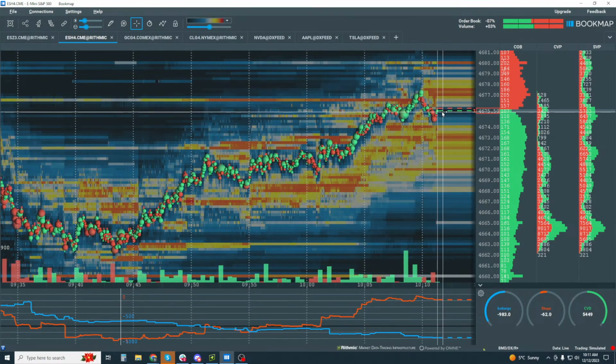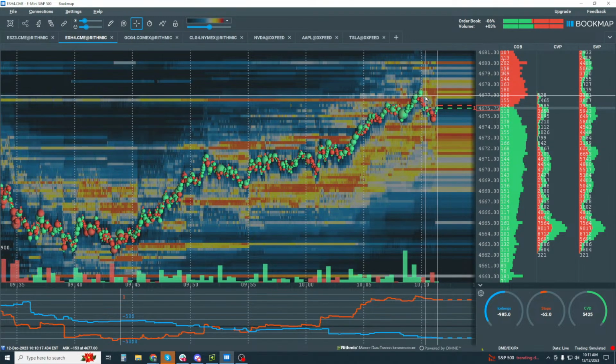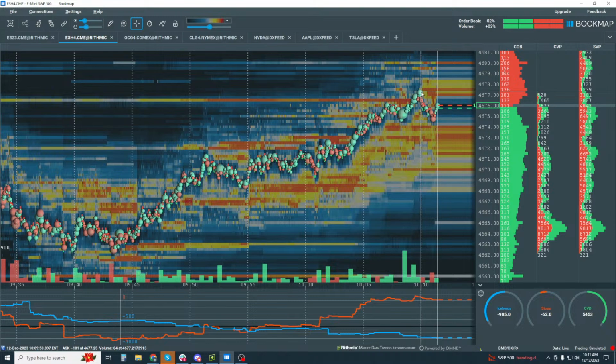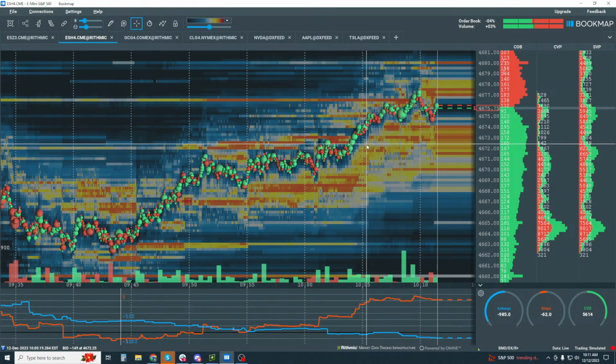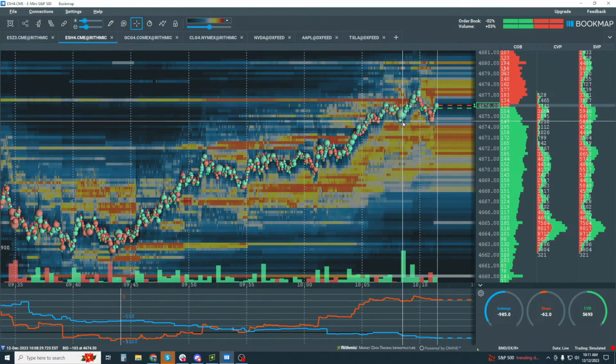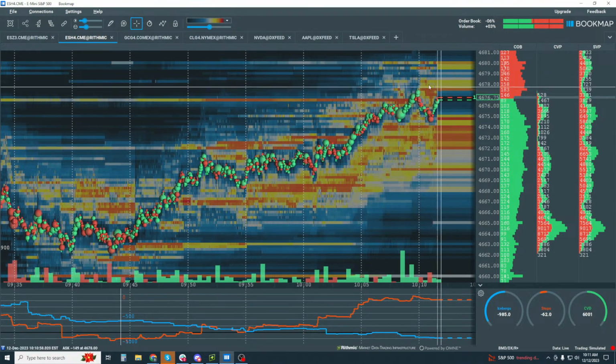So let's see if the buyers can come in right now and move it right back up to the swing, maybe 77.5, and then maybe break out up into 80. We've just come down to the swing here and are looking for those buyers to come in.